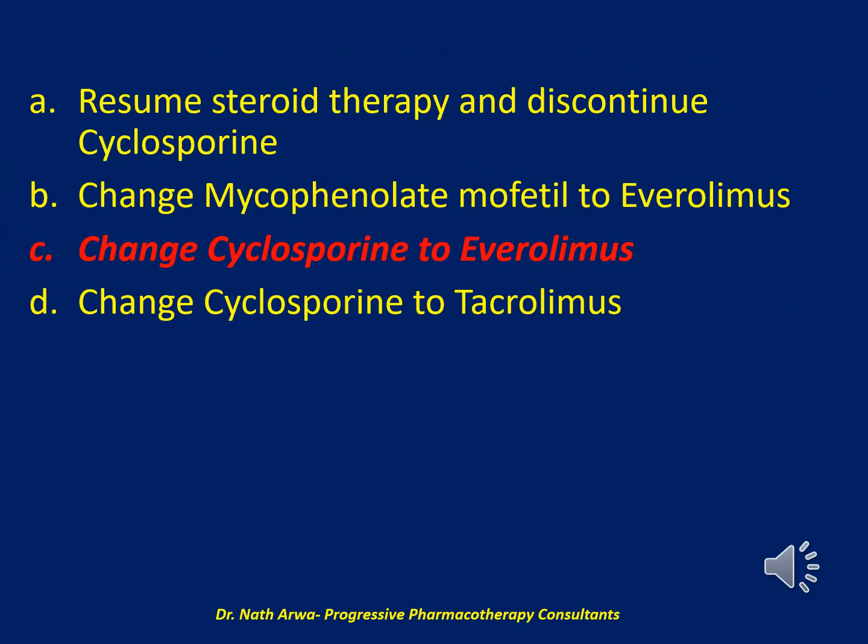And the correct answer is C, change cyclosporine to everolimus. Renal injury secondary to calcineurin inhibitor exposure is common, and the only effective strategy is to remove the offending agent. Hence, changing cyclosporine to everolimus would be correct. That makes answer C correct and answer B incorrect.